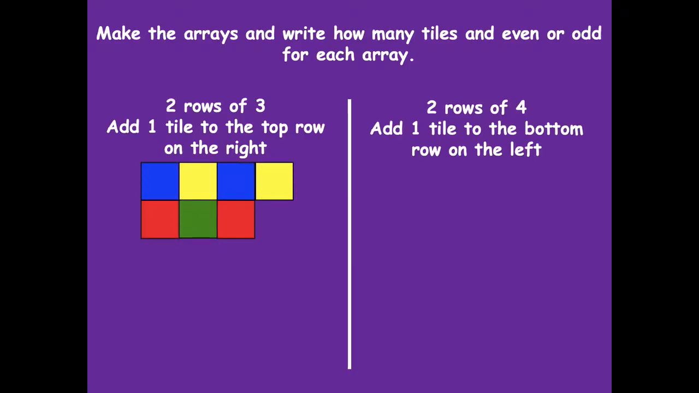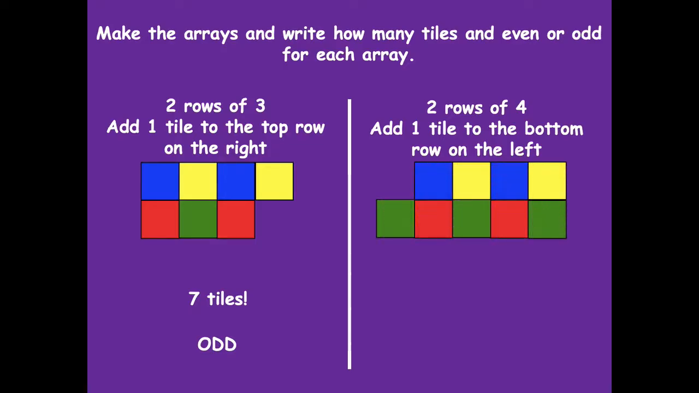So I have 2 rows of 3 with an extra tile on the top row on the right. I have 7 tiles there. We know that 7 is odd. Here's my 2 rows of 4 with that extra tile on the bottom row on the left. Okay. Here's my 9 tiles, right? That makes 9. And we know that 9 is odd.